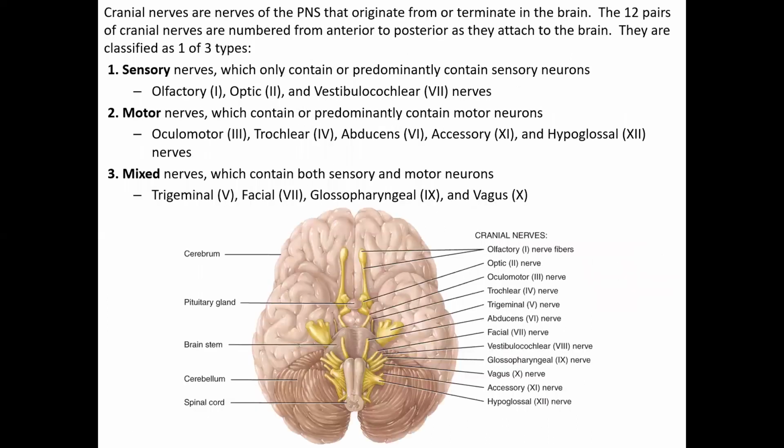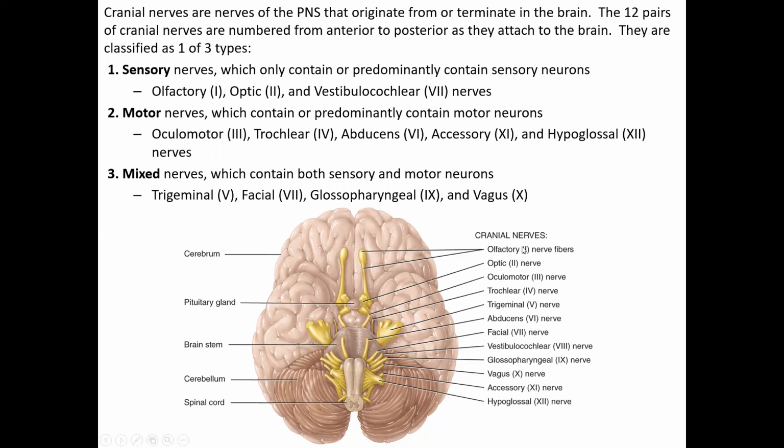All right, the very last thing I want to talk about are the cranial nerves, which we've discussed a little bit at various points in this lecture. Cranial nerves are nerves of the peripheral nervous system originating from or terminating in the brain. So either they start in the brain or terminate in the brain. We have 12 pairs of them, so 24 total, and they're numbered from anterior to posterior as they attach to the brain. Okay. Cranial nerve pair number 1 are at the very front of the brain.